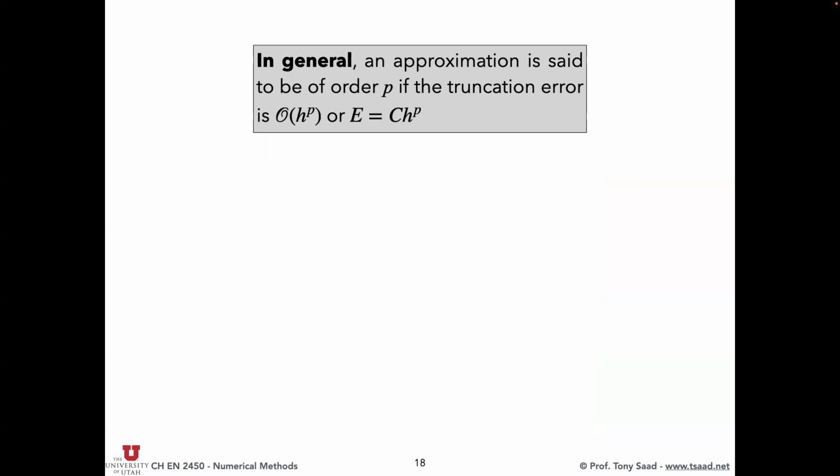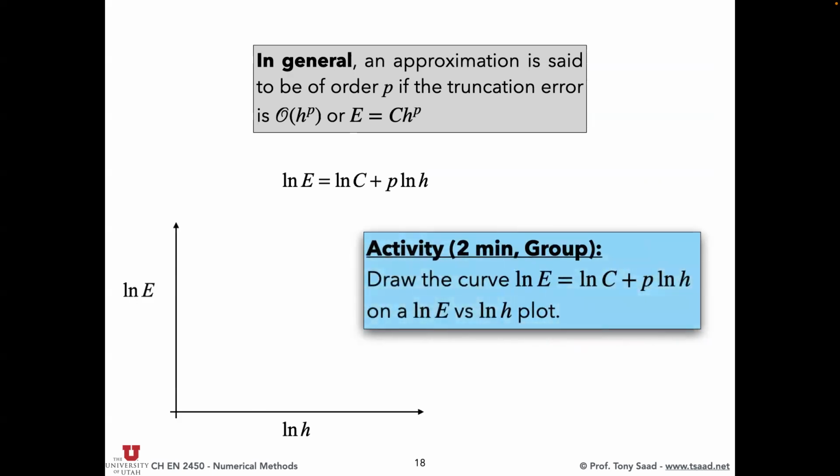One more thing before we switch back to finite differences: if you take this formula, E equals C h to the power p, and you take the natural logarithm of it, you get log E equals log C plus p log h. Now I ask you to plot that curve on a log-log plot, log E on the y-axis, log h on the x-axis. What are you going to get for any method of order p?